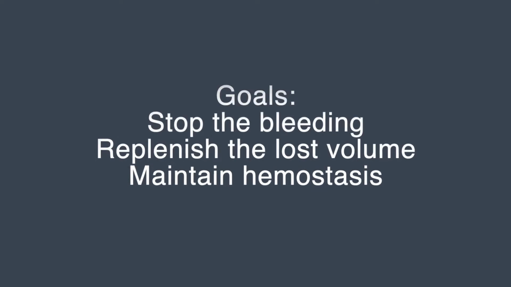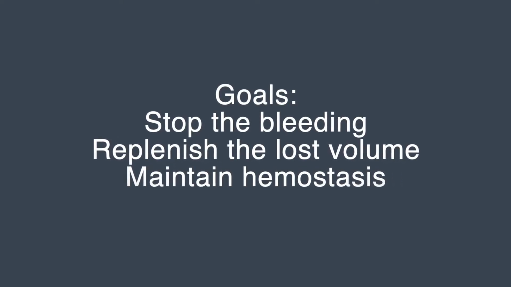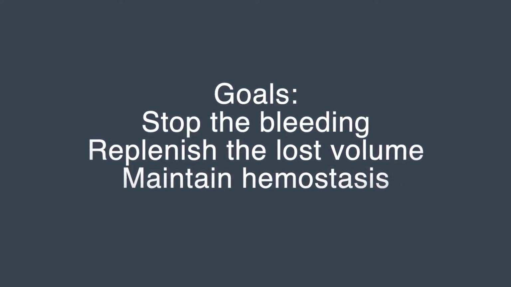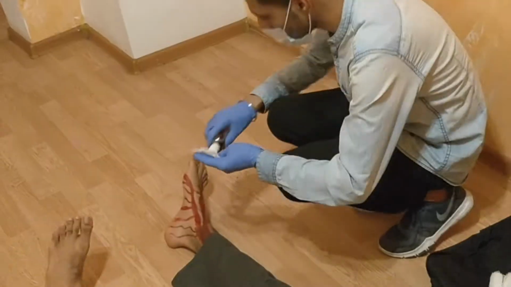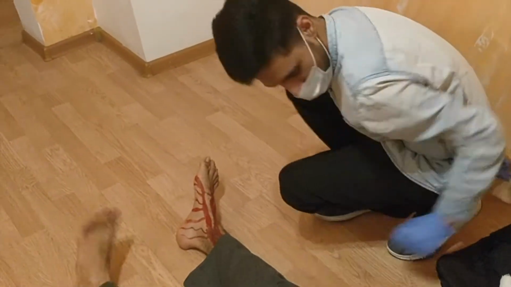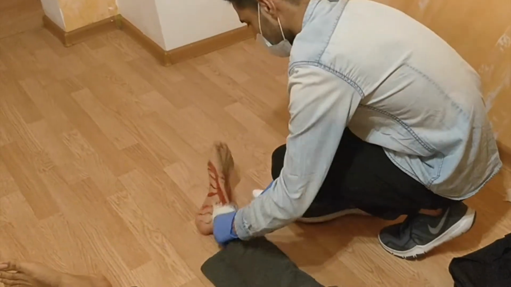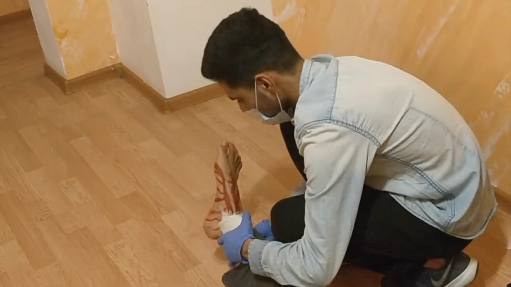The goal is to stop the external bleeding, replenish the lost volume and maintain homeostasis. To stop the bleeding, first of all, clean the wound with the antiseptic solution, then apply pressure with the gauze pad, and then roll the bandage.